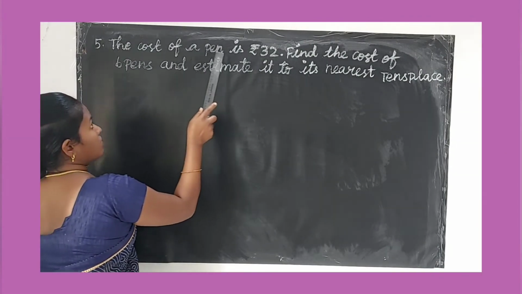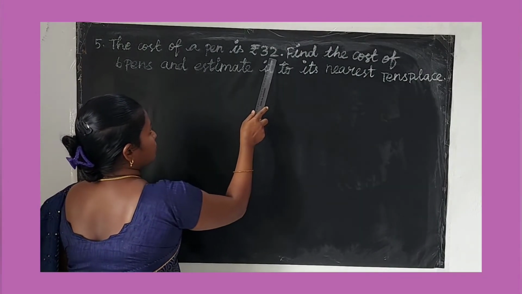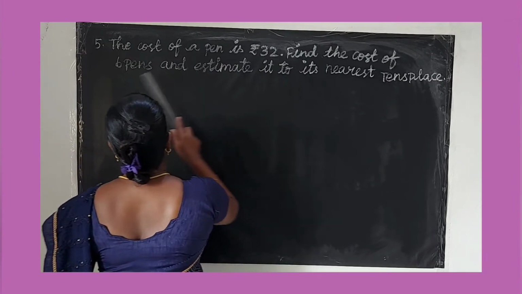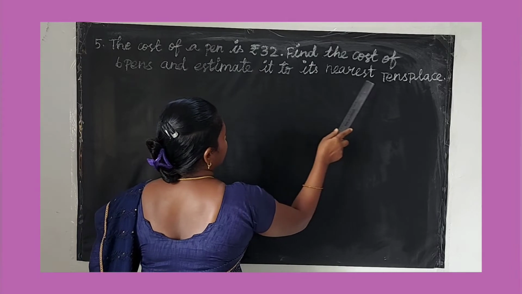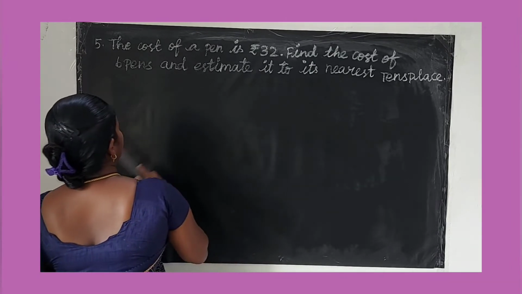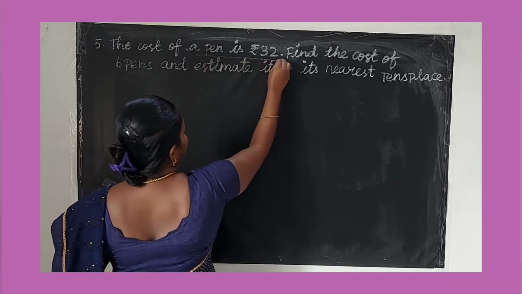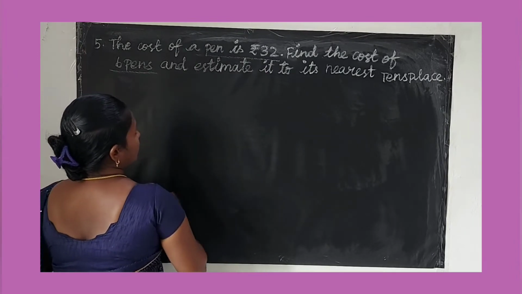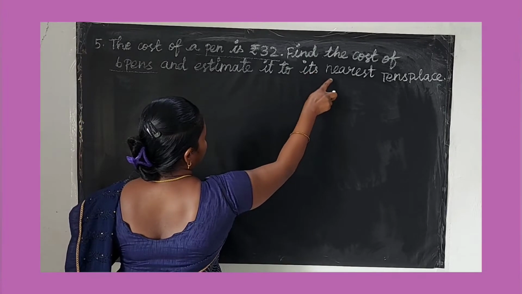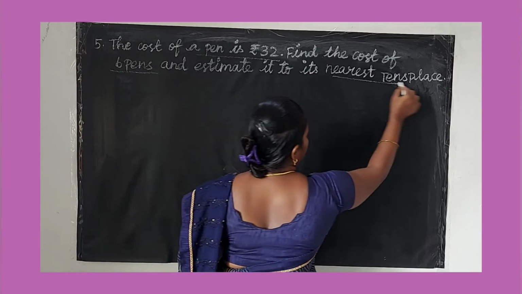See the next sum. The cost of a pen is rupees 32. Find the cost of 6 pens and estimate it to its nearest tens place. So in this question, a pen's rate is rupees 32 and we have to find the value of 6 pens and estimate it to its nearest tens place value.